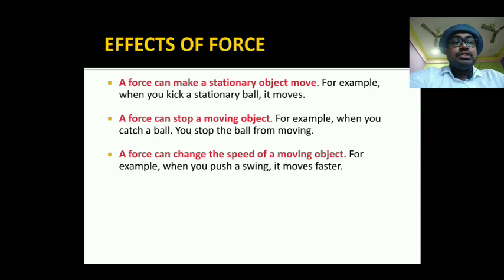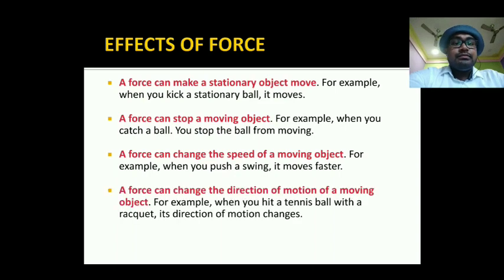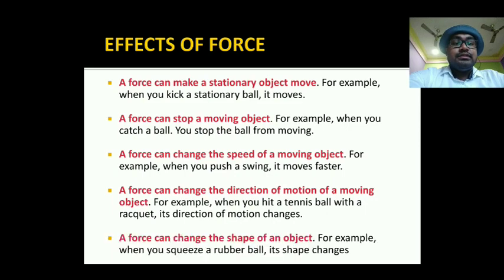The third one is that a force can change the speed of a moving object. For example, when you push a swing, it moves faster. The fourth one is that a force can change the direction of motion of a moving object. For example, when you hit a tennis ball with a racket, its direction of motion changes. The last one is that a force can change the shape of an object. For example, when you squeeze a rubber ball, its shape changes.